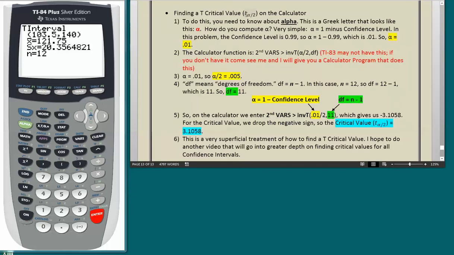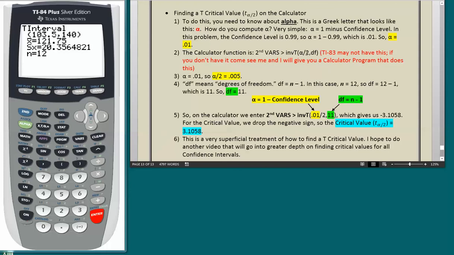Finding a t critical value, in this case t alpha over 2, on the calculator. We've already covered some of this before, but I'll go through it again. We need to know about alpha. This is a Greek letter that looks like this. How do we compute alpha? It's 1 minus the confidence level. In this problem, the confidence level is 0.99, so alpha equals 1 minus 0.99, which is 0.01.